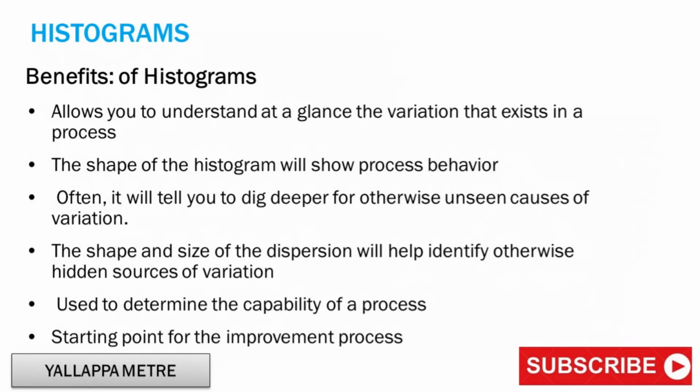Benefits of histograms: allows you to understand at a glance the variation that exists in a process. The shape of the histogram will show process behavior. Often, it will tell you to dig deeper for otherwise unseen causes of variation. The shape and size of the dispersion will help identify otherwise hidden sources of variation. Used to determine the capability of a process. Starting point for the improvement process.